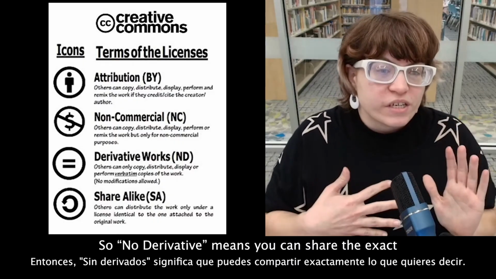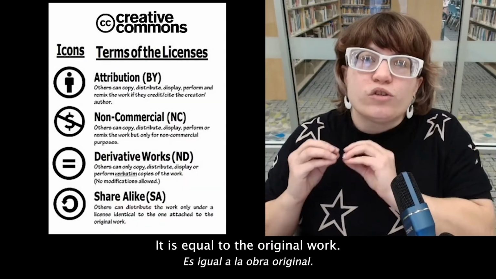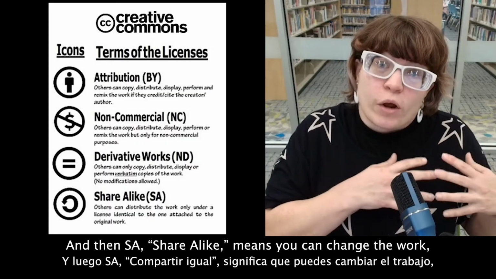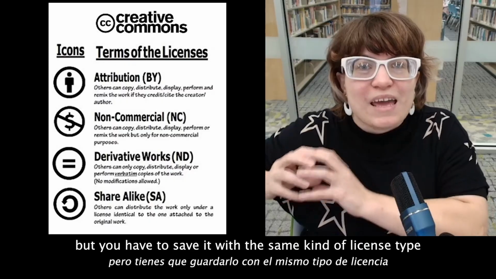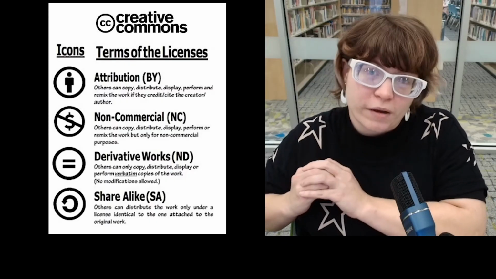So no derivative means you can share the exact same kind of work. It is equal to the original work. You cannot change it in any way. And then SA, share alike, means you can change the work, but you have to save it with the same kind of license type that was originally attached to the work.